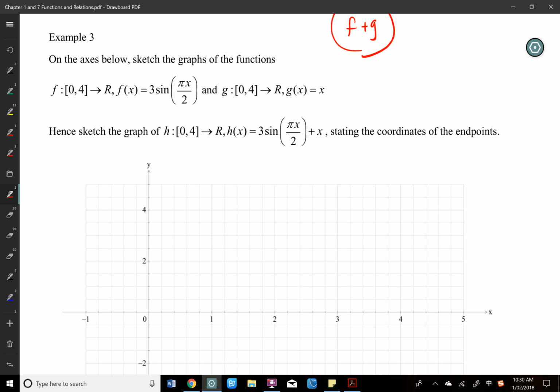Remember, the domain will be the intersection. Okay, that's it. I'll see you tomorrow and we will talk about some important things about composite functions.